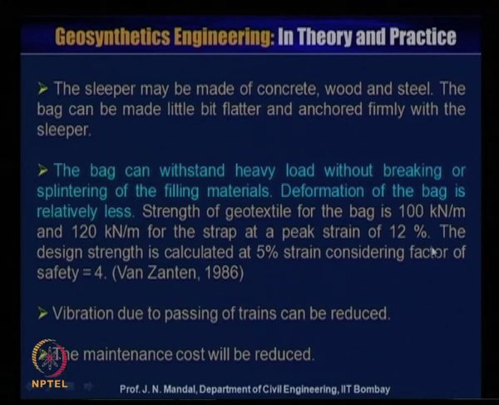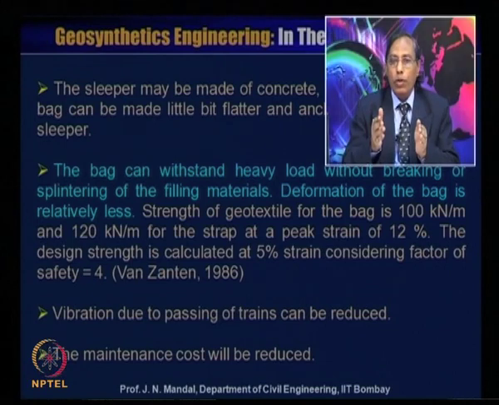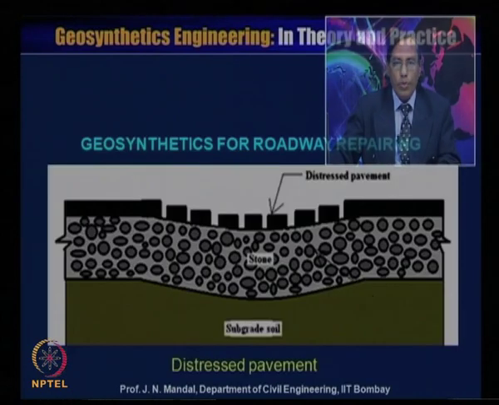So, the sleeper may be made of concrete, wood and steel. The bag can be made a little bit flatter and anchored firmly with the sleeper. The bag can withstand heavy load without breaking or splintering of the filling material. Deformation of the bag is relatively less. The strength of the geotextile for the bag is 100 kilonewton per meter and 120 kilonewton per meter for the strap at a peak strain of 12%. The design strength is calculated at 5% strain considering a factor of safety of 4, as given by Van Santen 1986. Vibration due to passing of the train can be reduced. The maintenance cost will also be reduced.